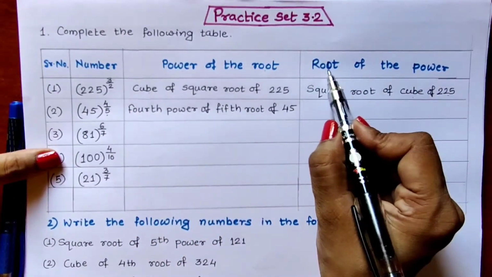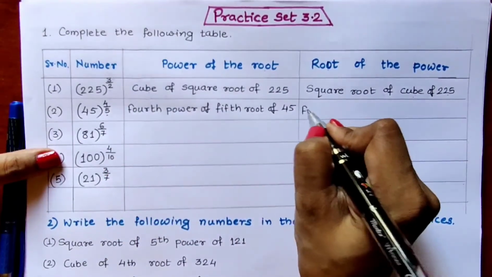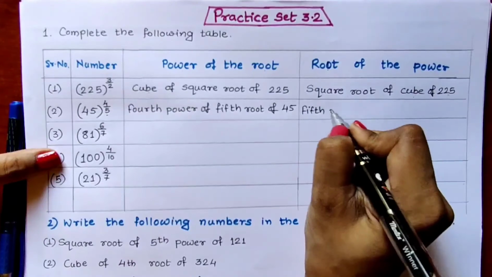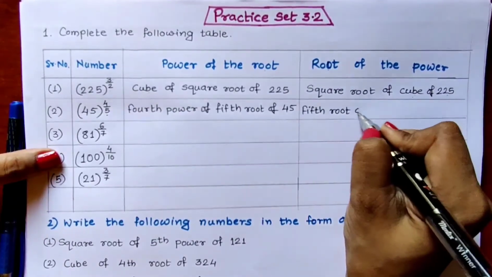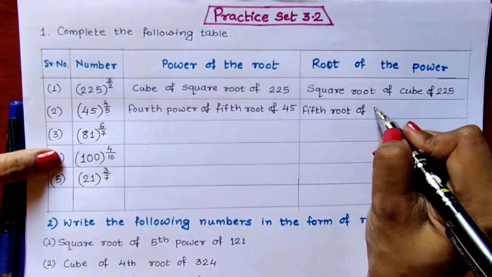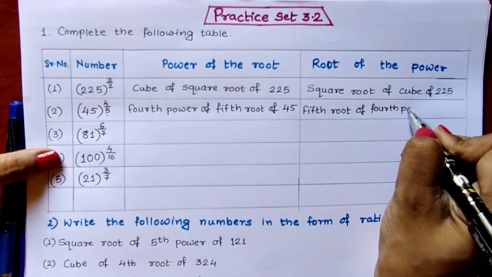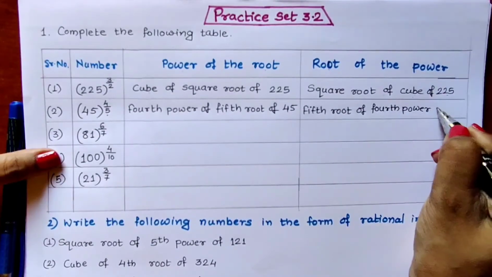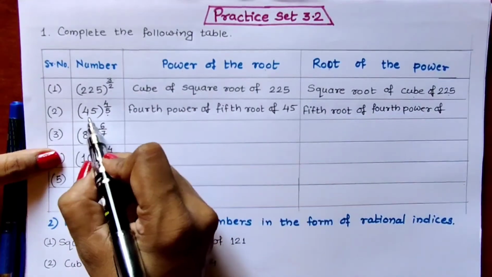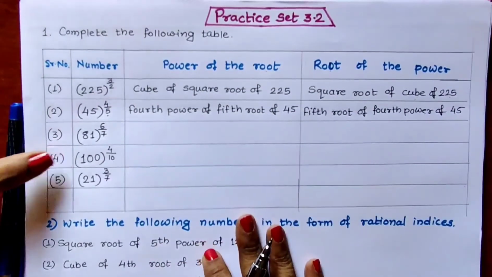Now the root we have to write first and then the power. Root means the number in the denominator. So it is the fifth root of, power means the number in the numerator, fourth power of. Now we have to write the base. Base is 45. In this way we have to keep on writing.